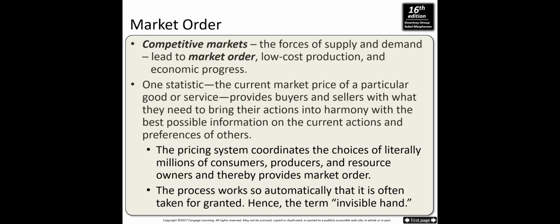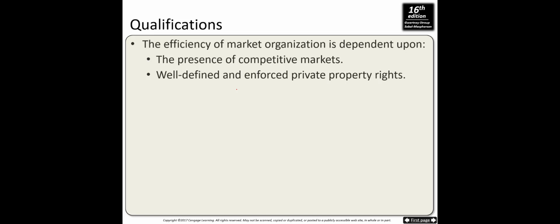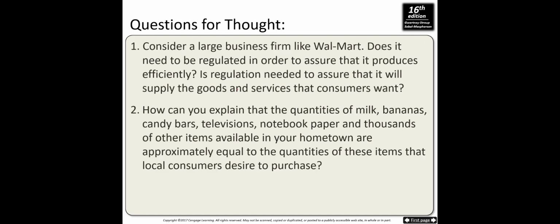To summarize, the current market price of a particular good or service provides buyers and sellers with what they need to bring their actions into harmony with the best possible information on the current actions and preferences of others. So the pricing system coordinates the choices of literally millions of consumers, producers, and resource owners, thereby providing market order. So the efficiency of market organization is dependent upon competitive markets and well-defined and enforced private property rights.